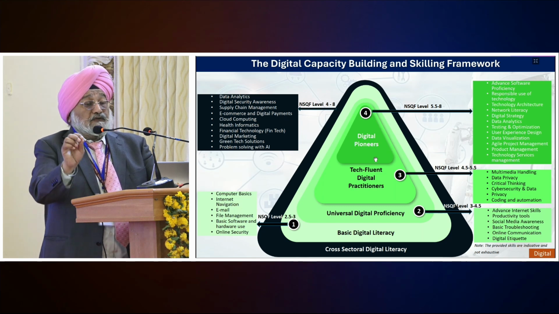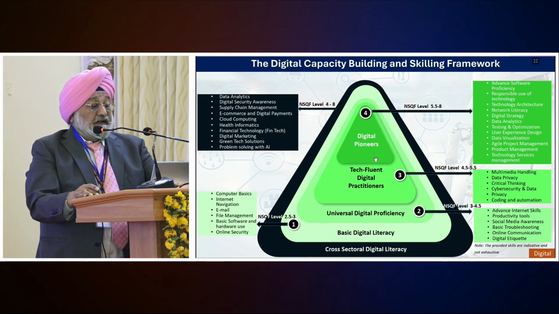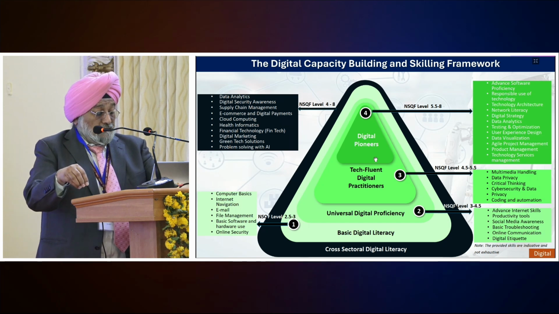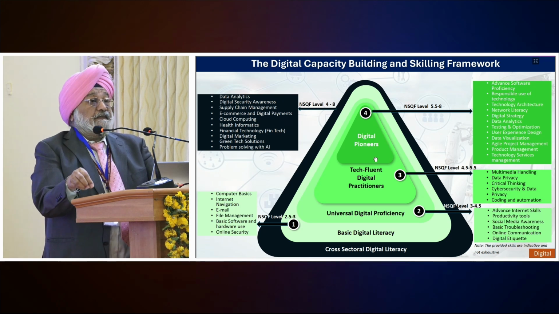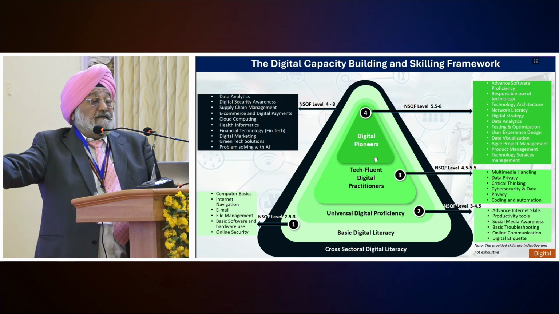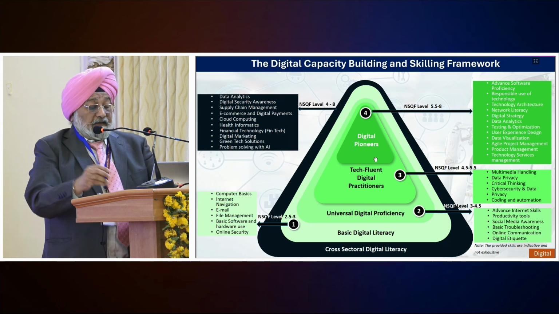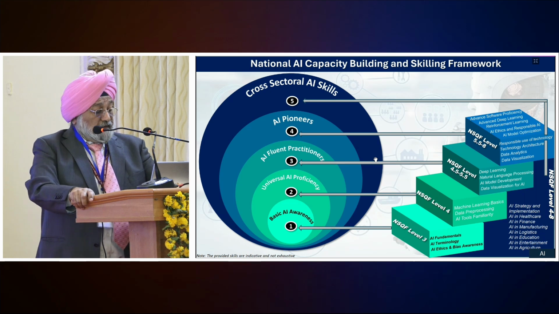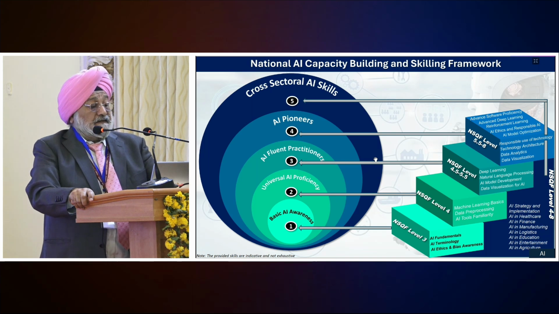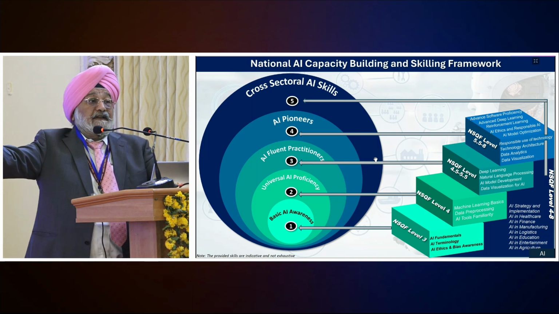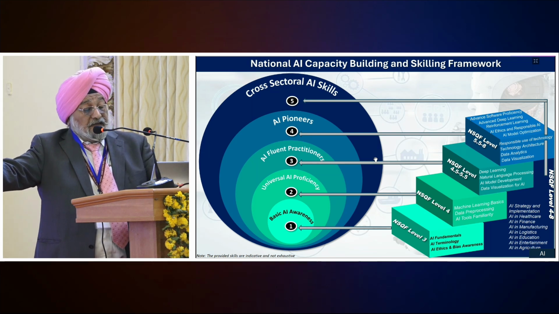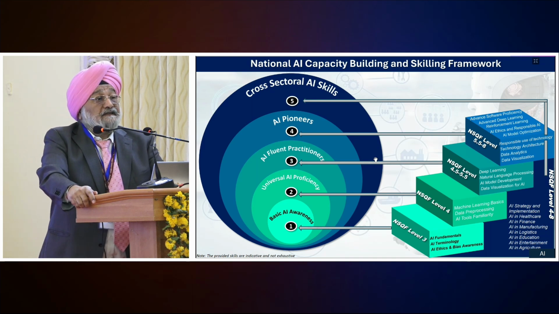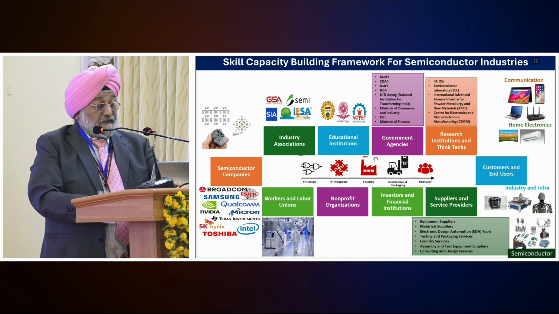Just to give you an example, the digital capacity building and skilling framework, we created a framework where you can find basic digital literacy, universal digital proficiency, tech-fluent digital practitioners, and digital pioneers. Now, these courses are already created. They are available. You can just pick them up, put them as part of the curriculum. Similarly, on artificial intelligence, there is AI awareness. There is universal AI proficiency, AI fluent practitioners, AI pioneers, and cross-sectoral AI skills. Again, the courses have been created at various levels, level 3, level 4, level 4.5 to 5.5, level 5.5 to level 8. And these courses are available to you for integration into various subjects. So you can pick them up.